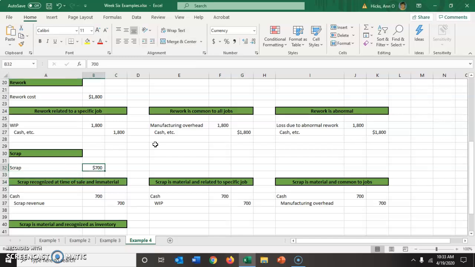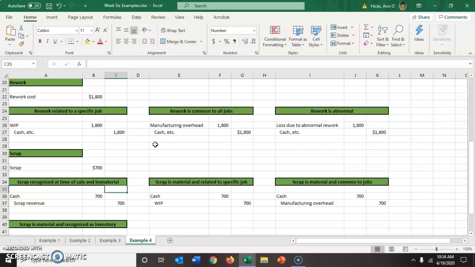So we're going to assume that we had scrap that amounted to $700, materials that we could not use after the production process. First example is that we recognize the scrap at the time of sale and it's not material. In other words, we don't do anything with that $700 until or unless we actually sell it. Then what we would do is debit cash for $700 at the time of sale and credit scrap revenue, running it through the income statement. It's immaterial, it's not going to make a huge difference, so let's just hit revenue with it.